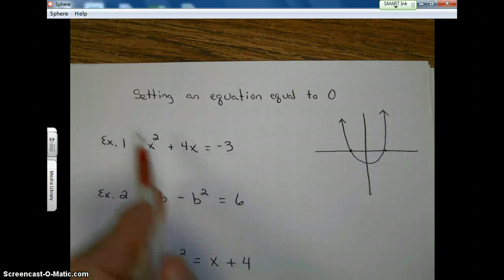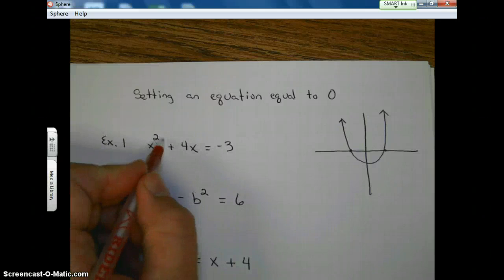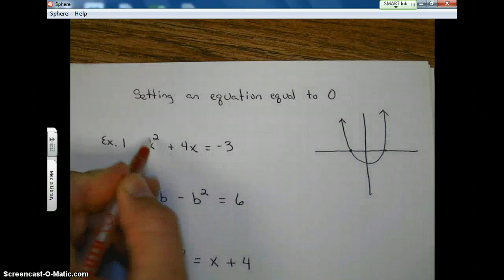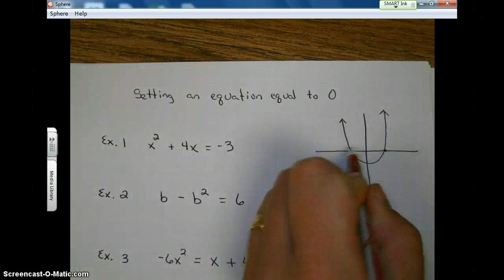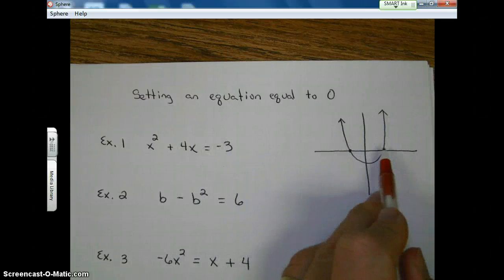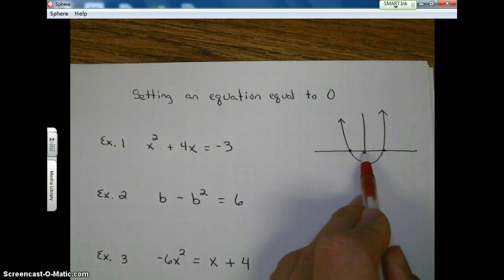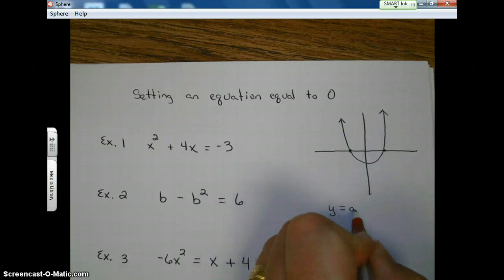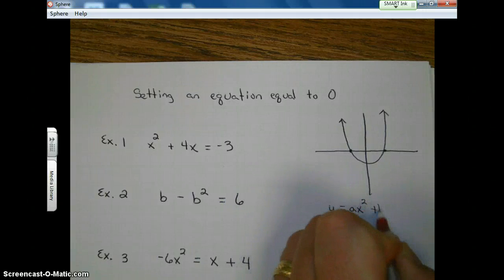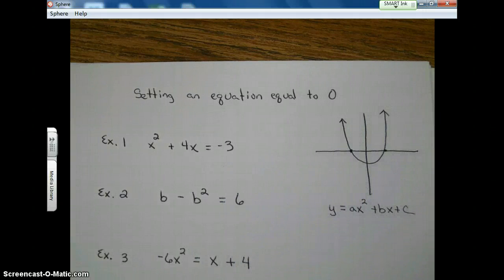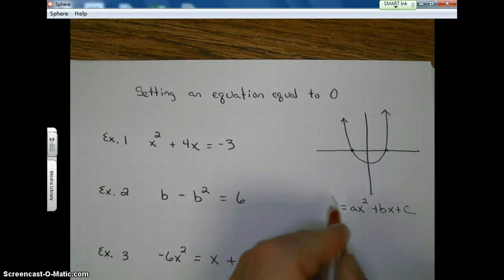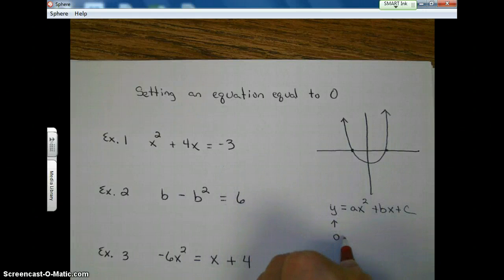First of all, when solving a quadratic equation, remember that the roots are located on the x-axis. And the value of y for both roots is 0. Remember, the standard form for a quadratic equation looks like that. So when we have an equation and we want to solve it, we have to set y equal to 0.